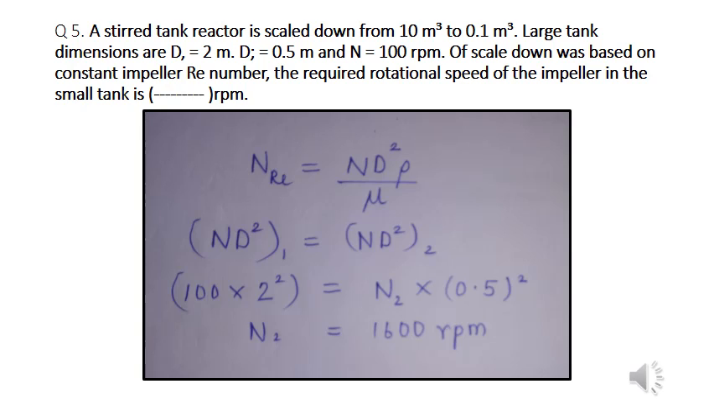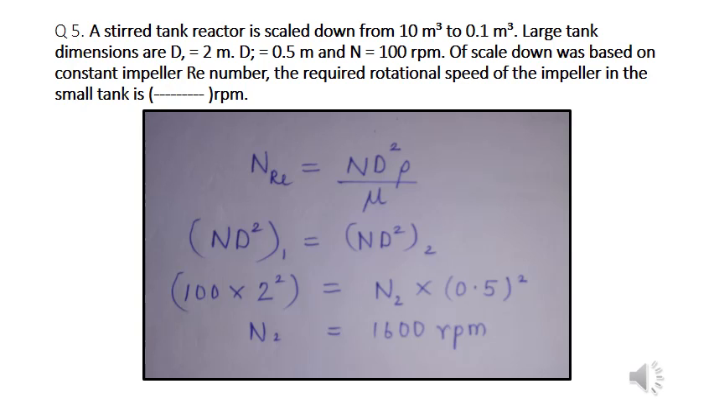So let's not be confused between Reynolds number and impeller Reynolds number. These two are different quantities. So impeller Reynolds number formula is N, which is the rotational speed, into D square, that is diameter square, into density upon viscosity. So this is the general formula for impeller Reynolds number. So from this we can derive the equation.